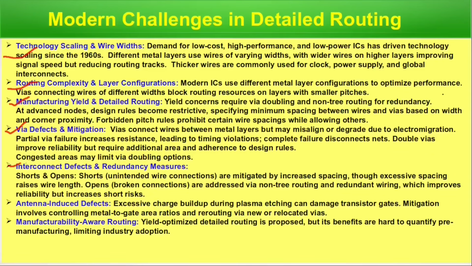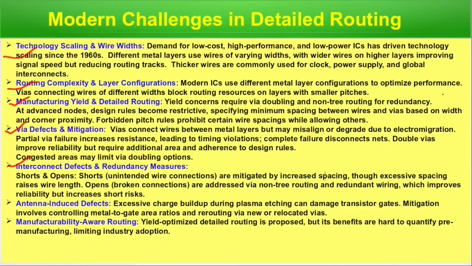Available area. Now, interconnect defects and redundancy measures. Shorts and opens could be a possibility. Shorts or unintended wire connections are mitigated by increased spacing. These are interconnect defects that can happen during fabrication. In some other episode, we will discuss these shorts and opens. These are very common errors that come up during fabrication, and this could be a reason for IC failure.